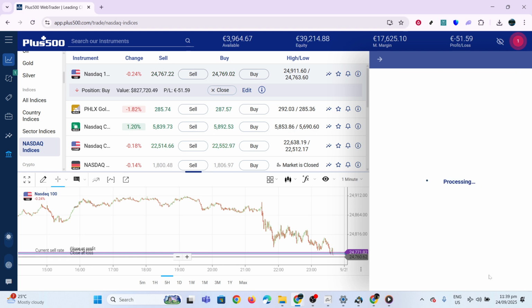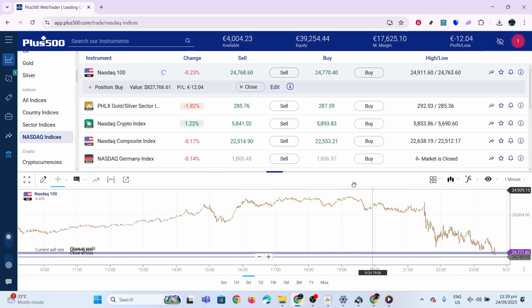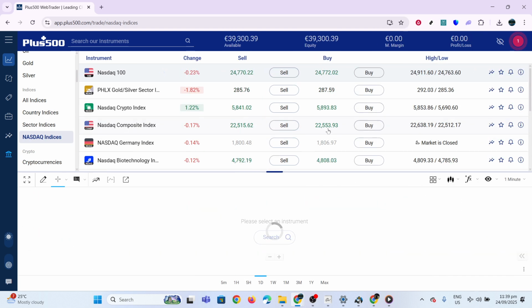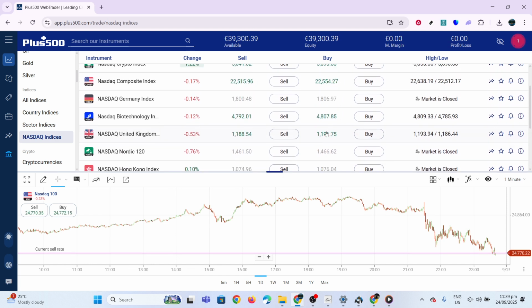And there you have it, a comprehensive guide to trading futures on Plus 500. Remember, practice and diligence are key in trading. Always stay informed and trade wisely.